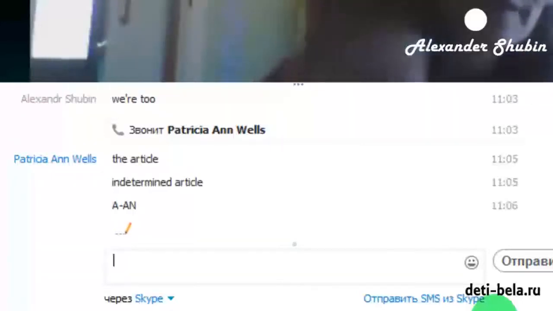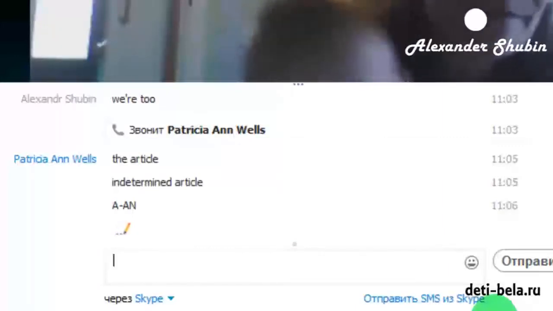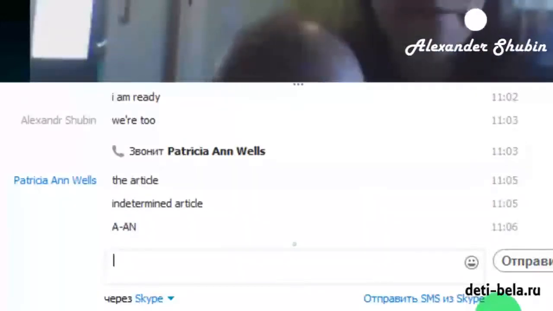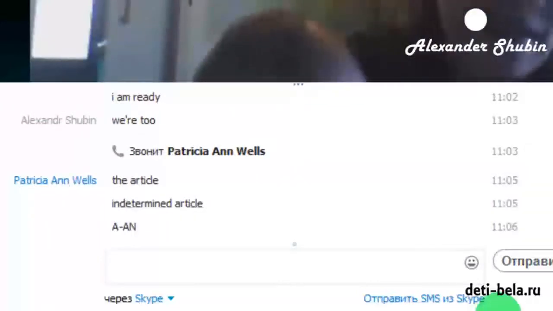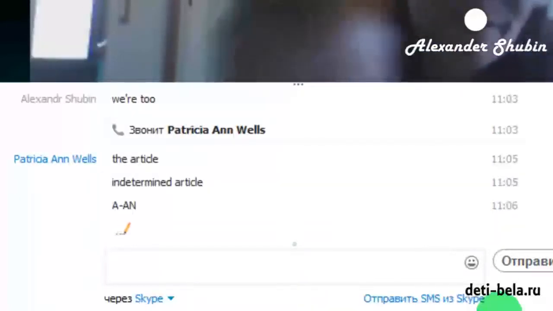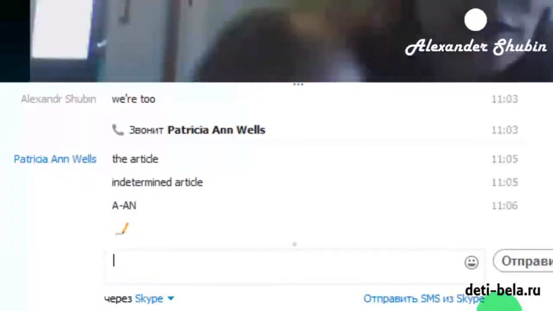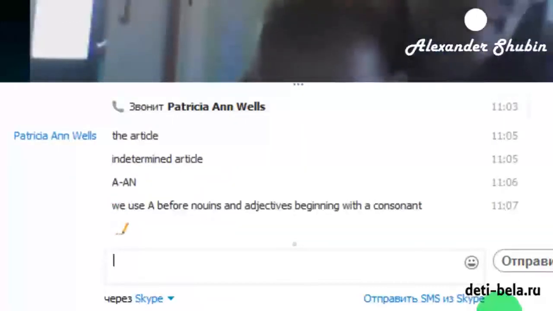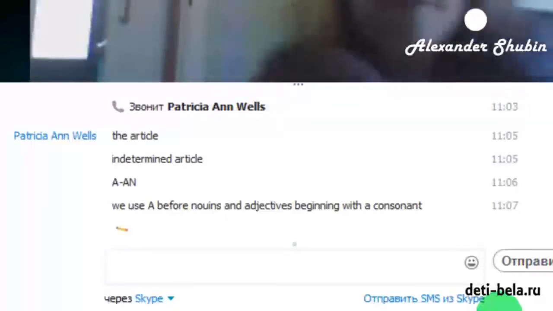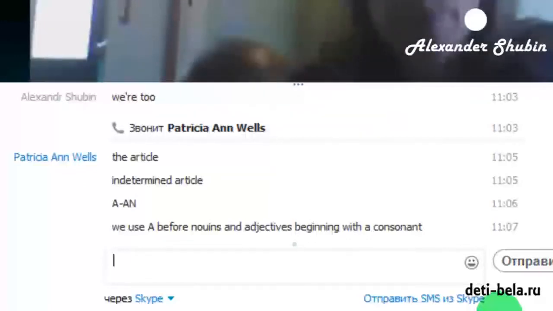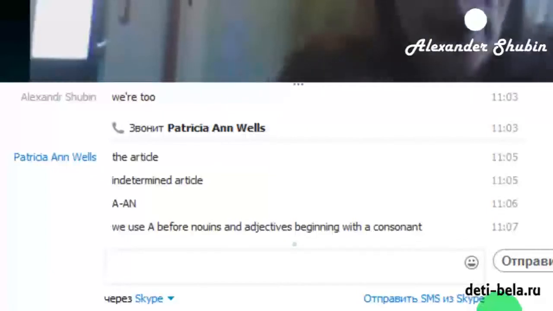We use a before nouns and adjectives beginning with a consonant. With a consonant. We use a before nouns and adjectives beginning with a consonant.